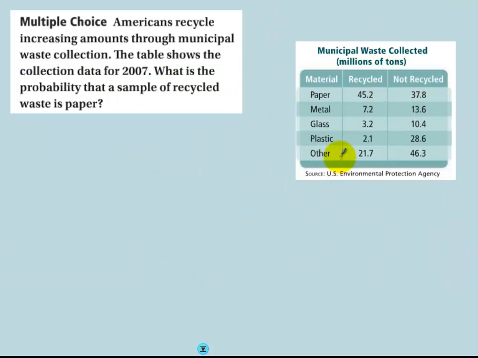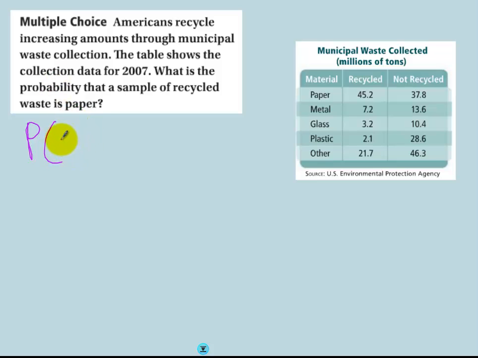So we have another table here. We have our material and types of material, and if it's recycled or not recycled. Americans recycle increasing amounts through municipal solid waste collection. The table shows data from 2007. What is the probability that a sample of recycled waste is paper? So the probability that a sample of recycled waste is paper.